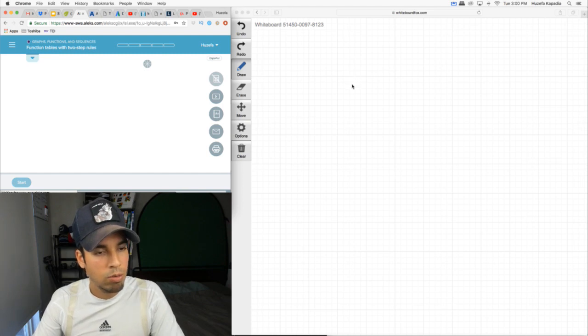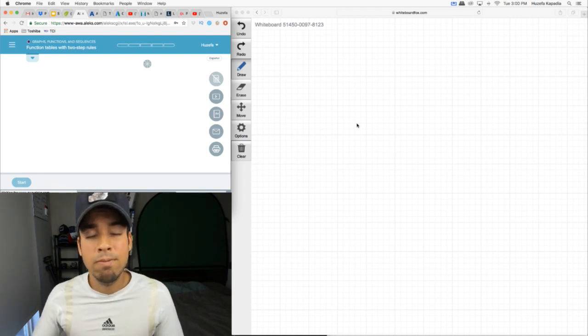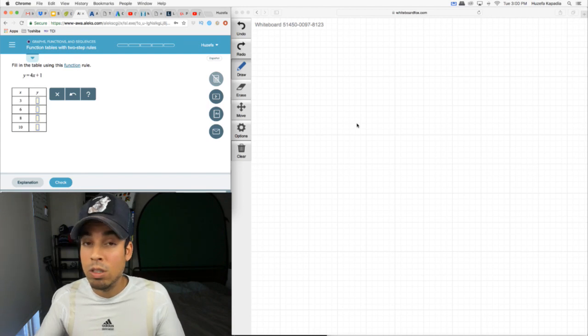All right, so function tables with two-step rules. What is this about? This is about finding corresponding values of x and y for a function. Remember, a function, what is it? It's just a relationship between two variables, between two different things. And in a lot of linear equations, we're seeing relationships between y and x.